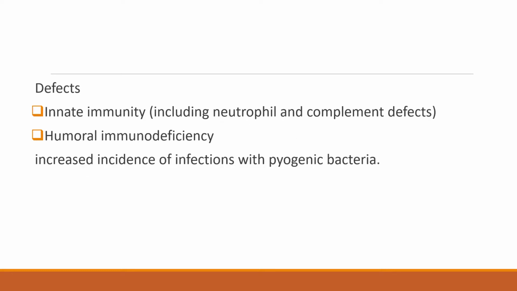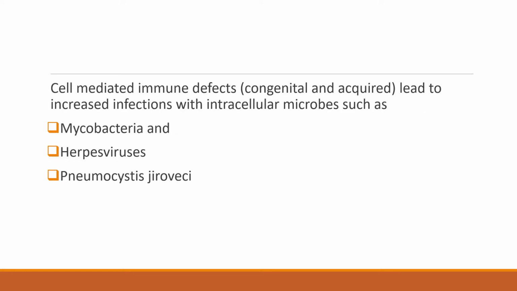Then defects in innate immunity, including neutrophil and complement defects, or humoral immunodeficiency, that is the part of the adaptive immunity, will lead to an increased incidence of infections with pyogenic bacteria. And cell-mediated immune defects, either congenital or acquired, lead to increased infections with intracellular microbes. As we know, cell-mediated immunity is required for defense against intracellular microbes.